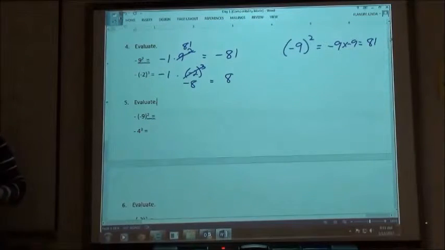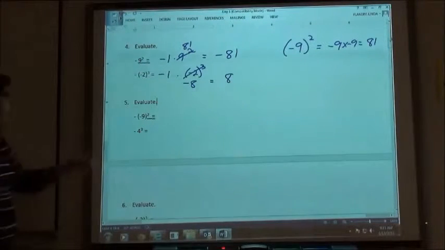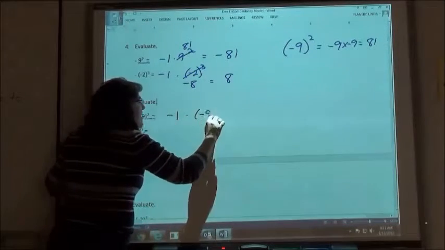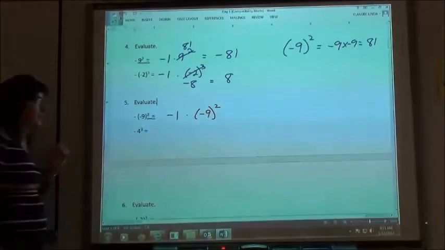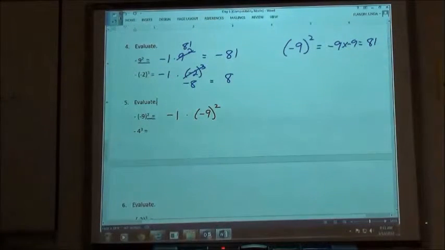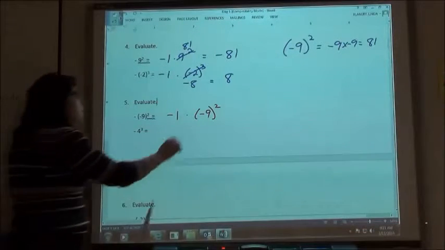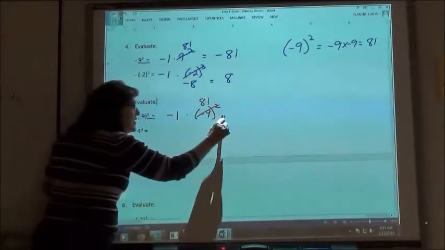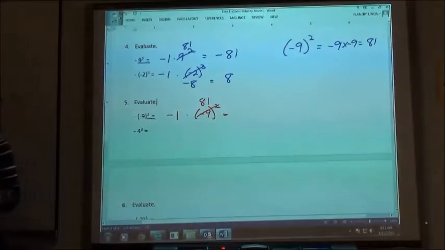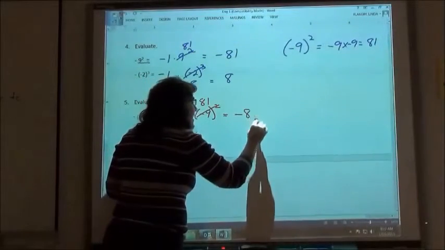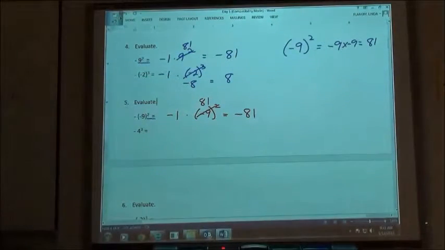So, number 5. What that one means is I'm going to take -1 times my -9 squared. If I do my exponent part first and I square a -9, I get positive 81. Then I'm going to take -1 times positive 81, so my final answer is -81, exactly.